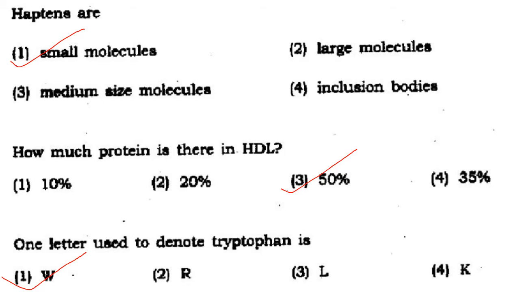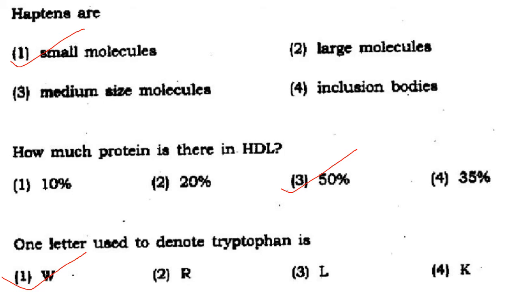How much protein is there in HDL? Option 1 10%, option 2 20%, option 3 50%, and option 4 35%. Answer is option 3, 50%.